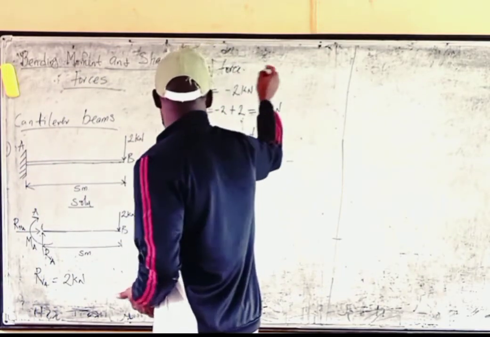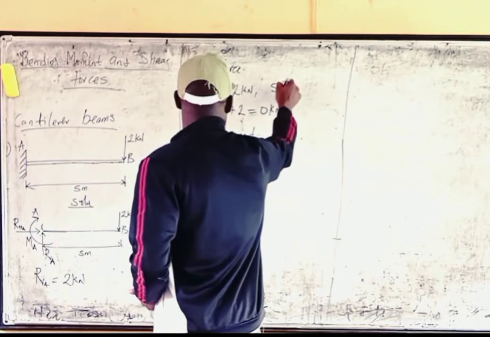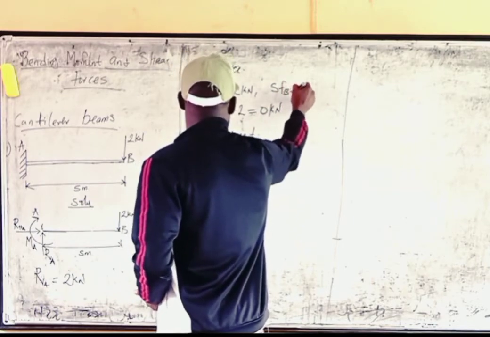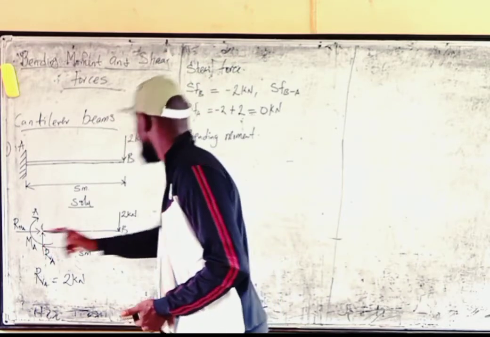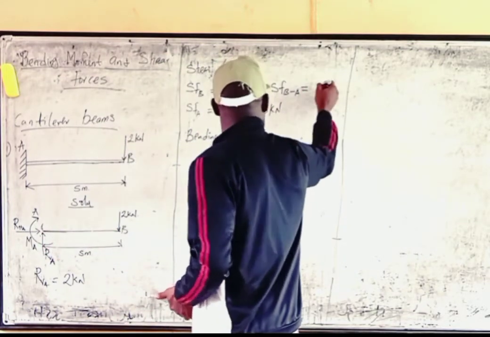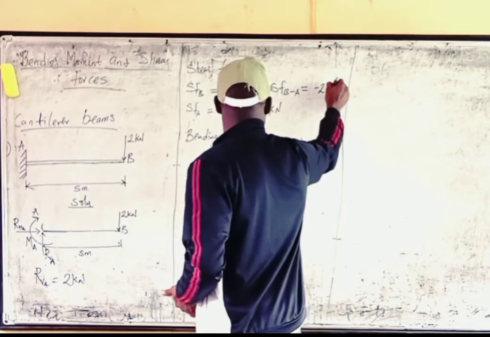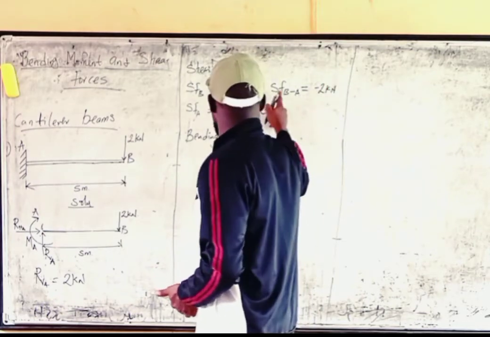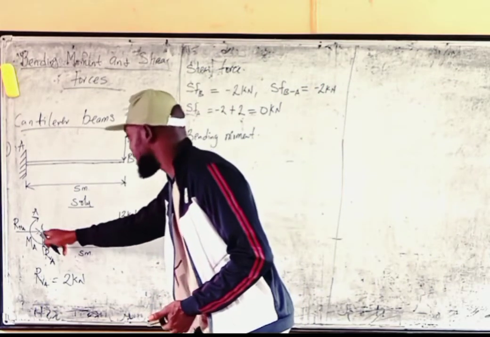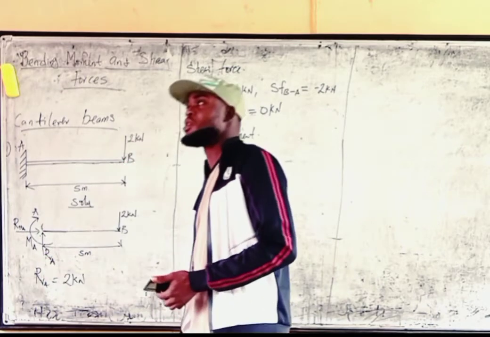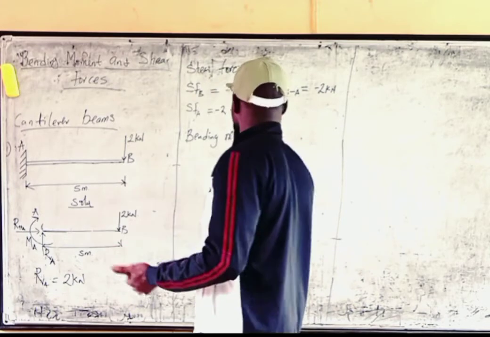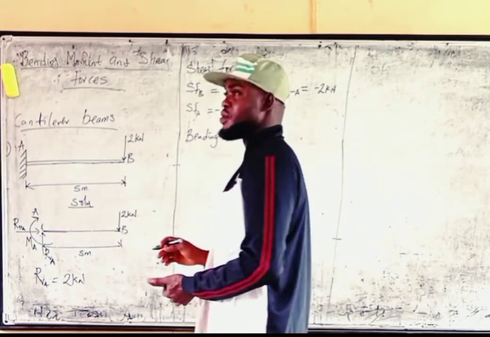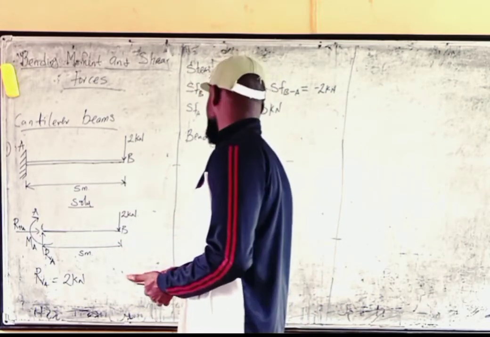We can also do it like this. We can also say shear force from B to A. When you move from B to A, the shear force from B to A will still be minus 2 kilonewtons. Why? Because from B to A there was no loading. Then at point A you met a 2 kilonewton going up. The one going up is positive, the one coming down is negative. If you add positive and negative together, it will give you 0. It's also known as that.